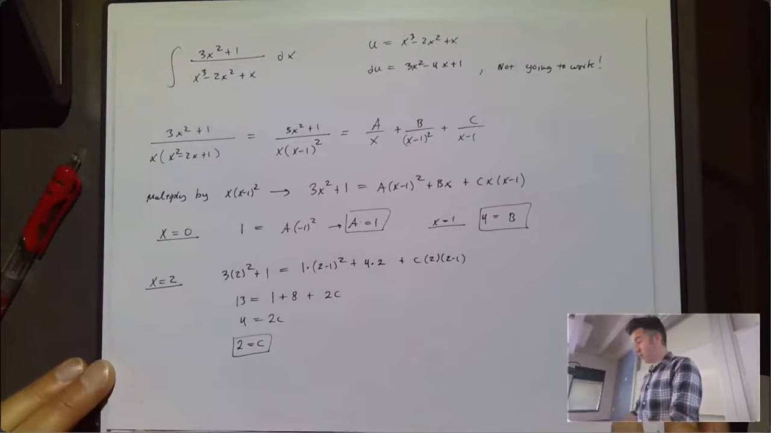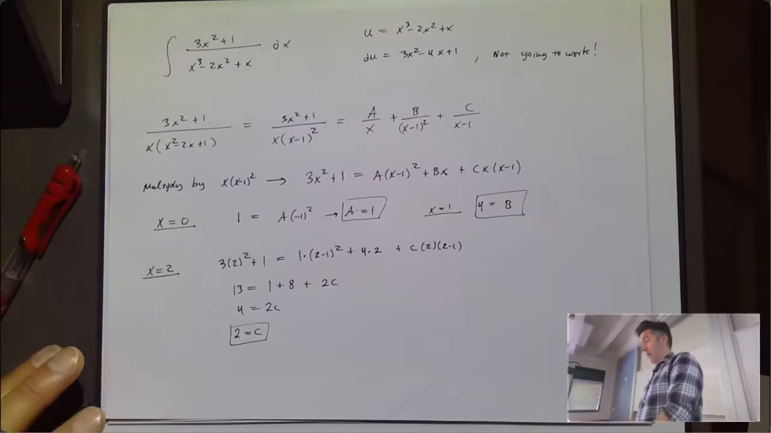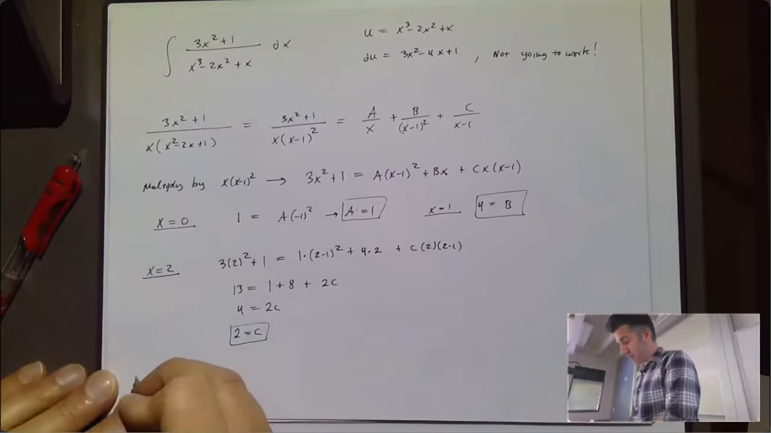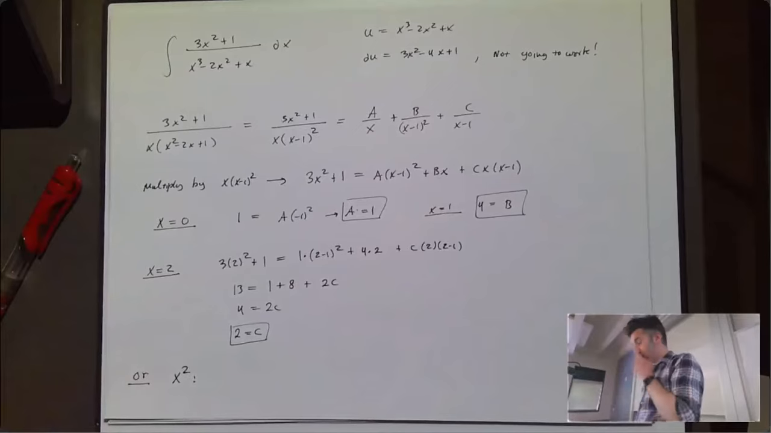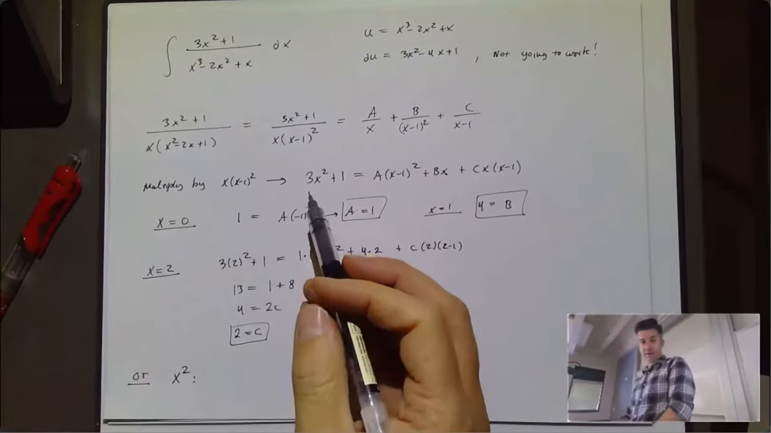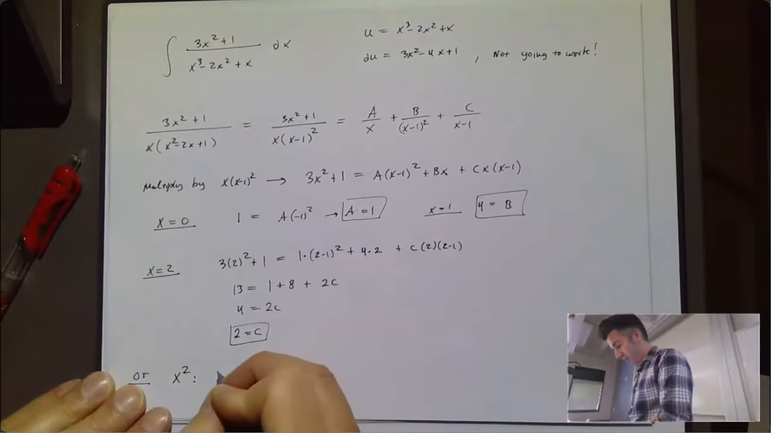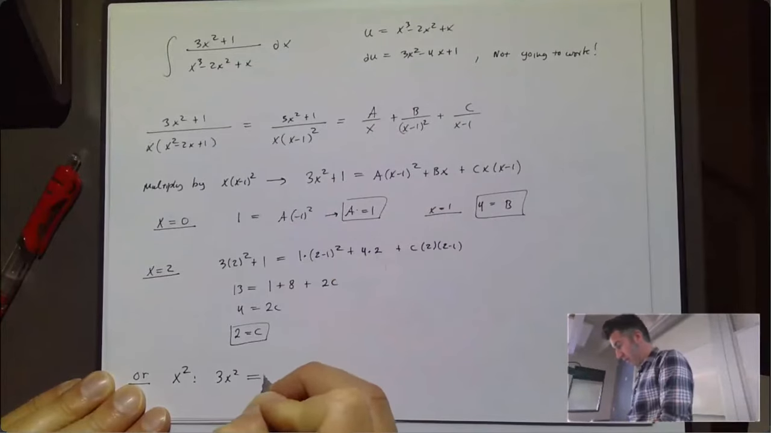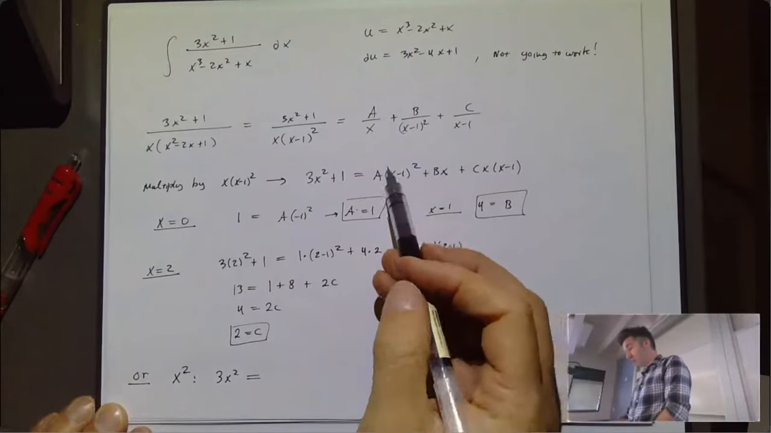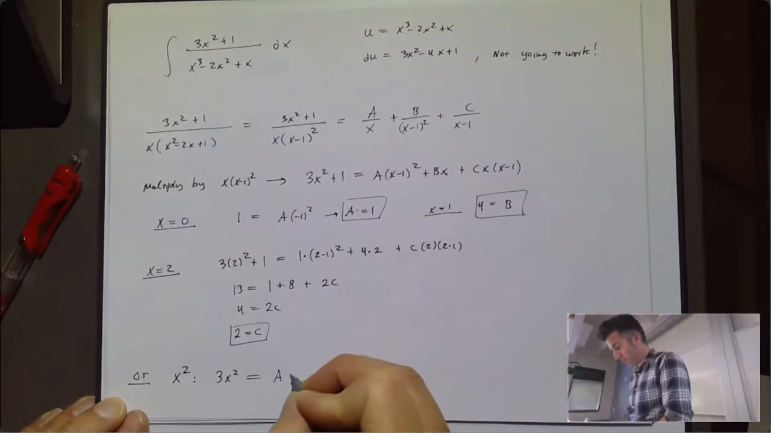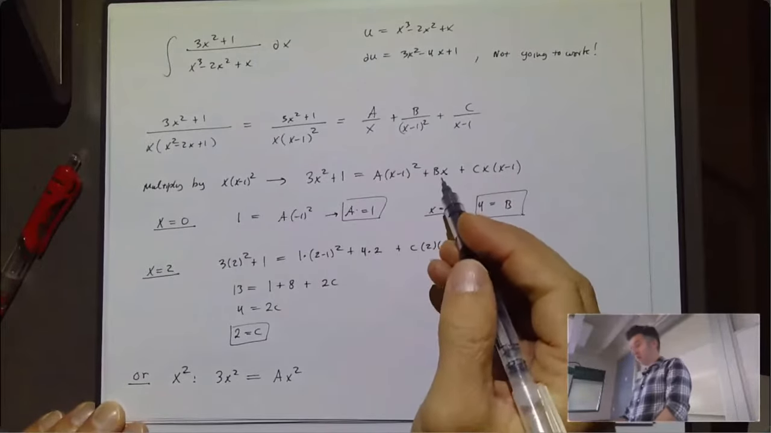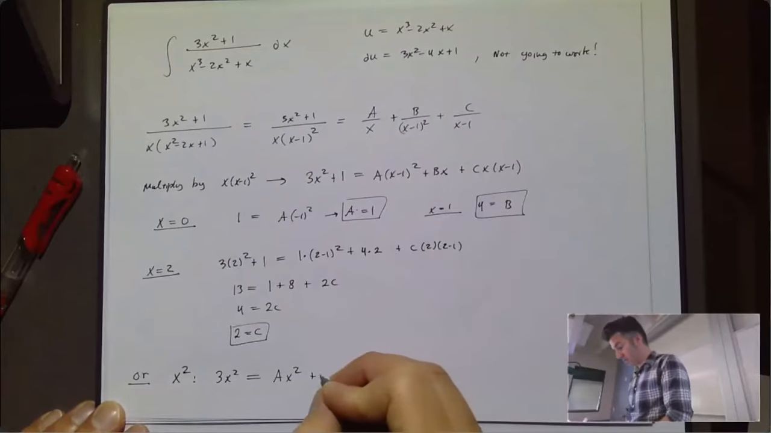That's not my preferred way of doing it, but it totally works. The way I would have done this is I would have looked at the coefficients of x squared. On the left-hand side, the coefficient of x squared is 3, so I have a 3x squared. On the right-hand side, if I multiply this out, I would have an A times x squared. I wouldn't have a B times x squared, but I would have a C times x squared.